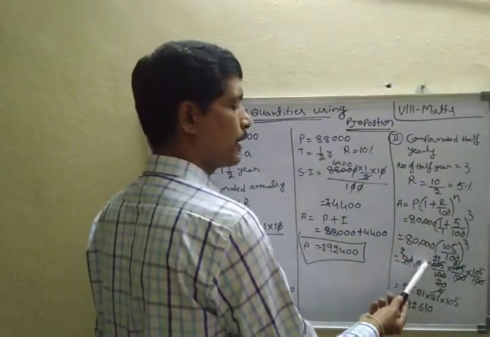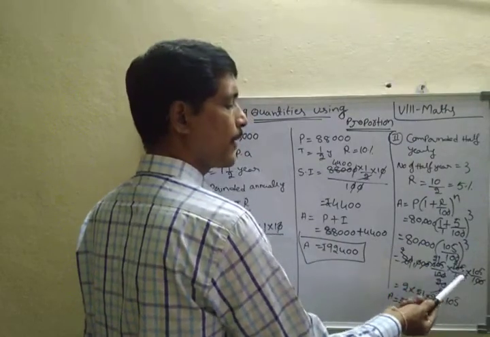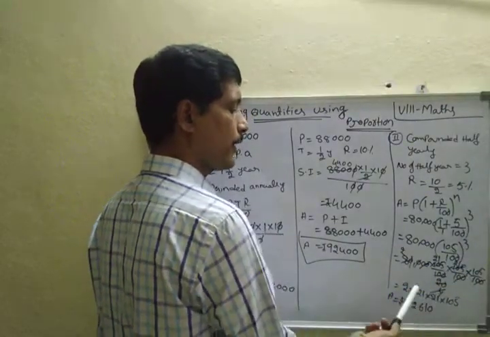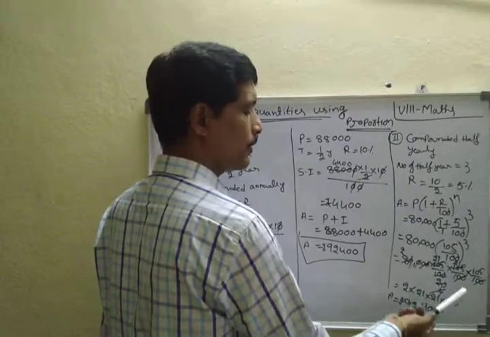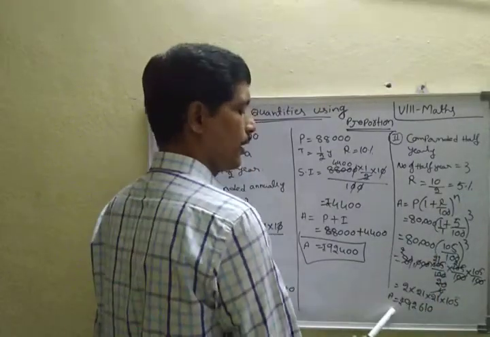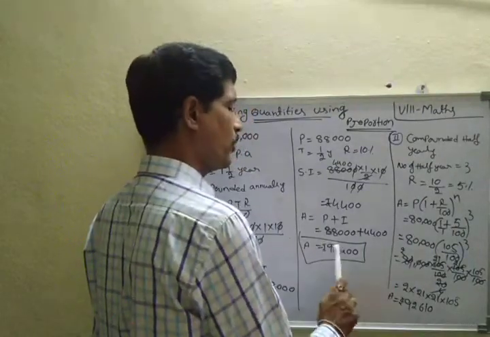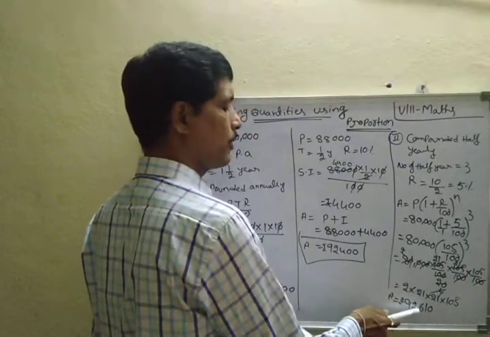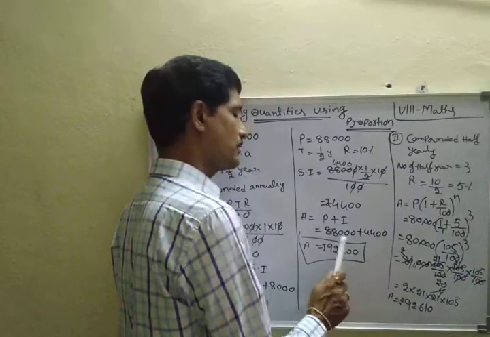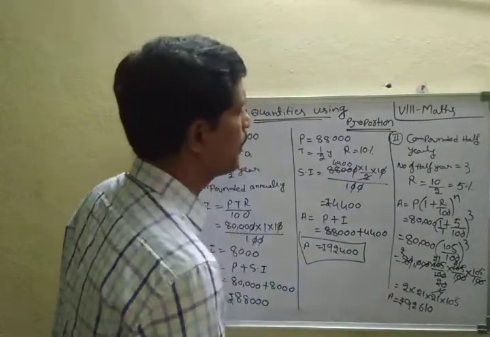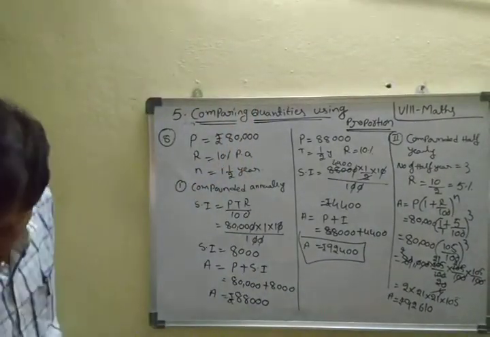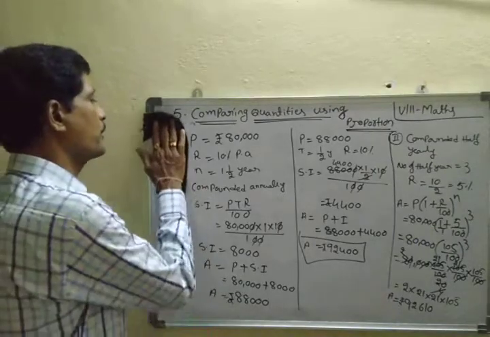Therefore 80,000 into 105 by 100 into 105 by 100 into 105 by 100, simplify. Therefore 2 into 21 into 21 into 105, you get 92,610 rupees. This is the bigger amount. Therefore 92,610 minus 92,400, you get 210 rupees as the difference. Okay.